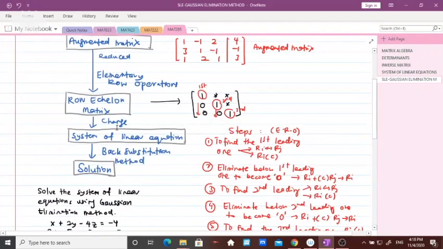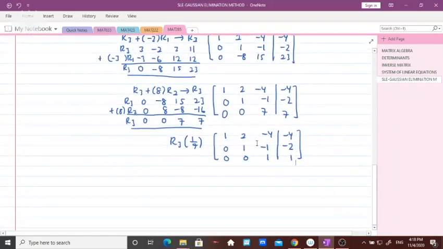Okay, so next step is we change back the matrix into system of linear equation. That means we have to convert into system that is in term of the variable. So this is the first row, and this is the coefficient x plus 2y minus 4z equal to -4. So this is first equation. Then second equation is y minus z equal to -2, and third equation z equal to 1.